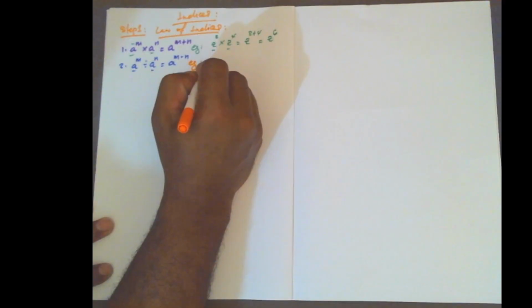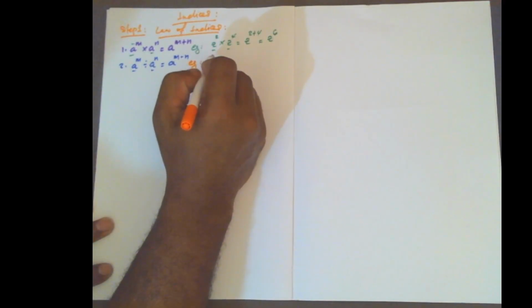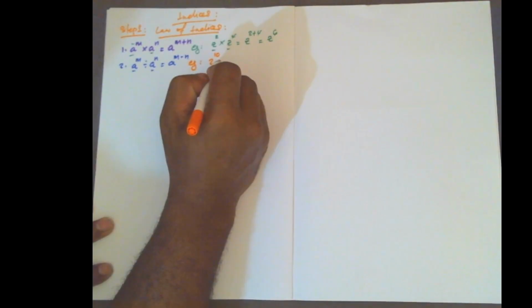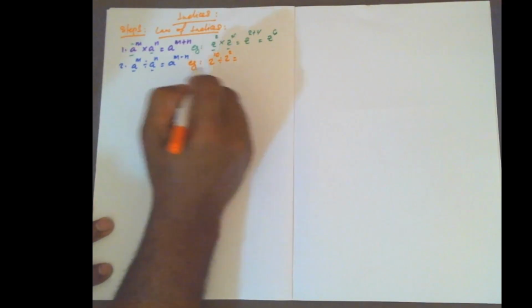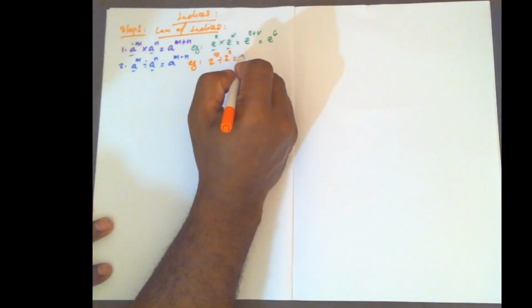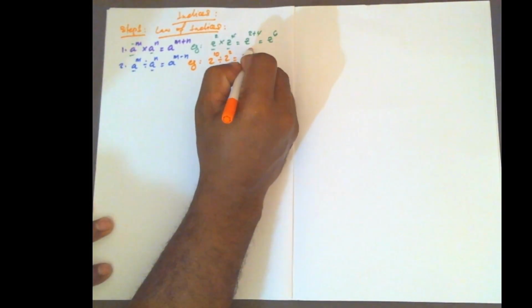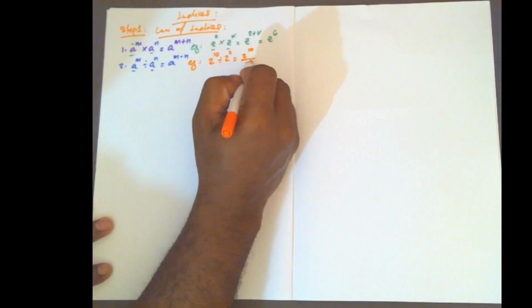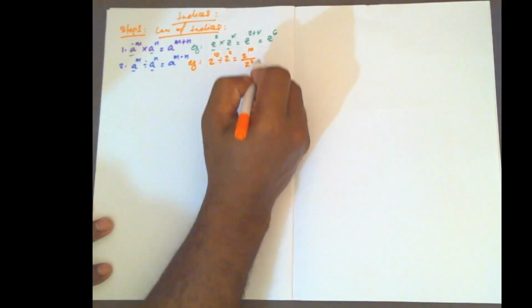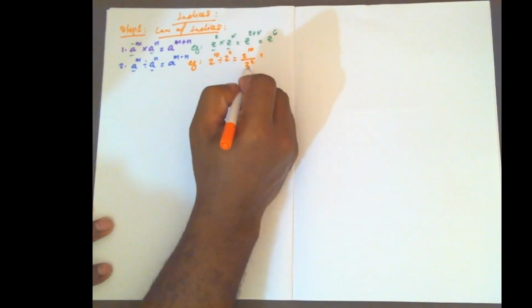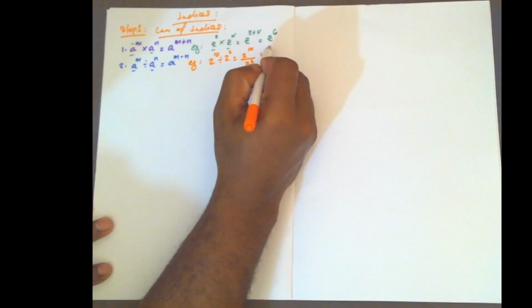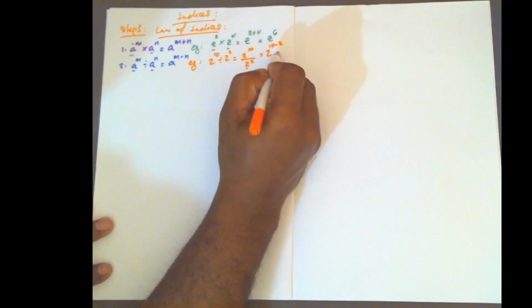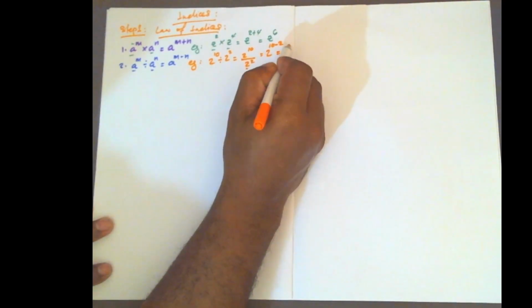Let's say 2 to the power of 10 divided by 2 to the power of 2. Now I can also rewrite this as 2 to the power of 10 divided by 2 to the power of 2. They mean the same thing. Since we're dividing with the same base, we minus the power. So this is 2 to the power of 10 minus 2, which is equal to 2 to the power of 8.